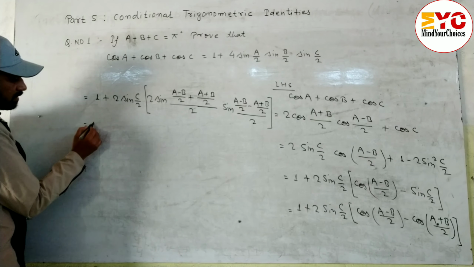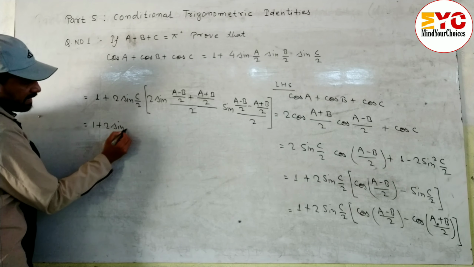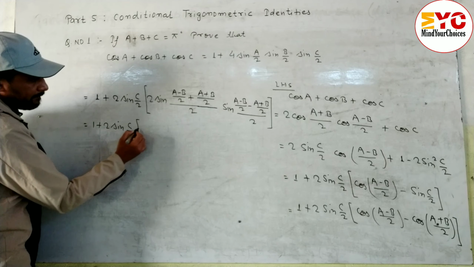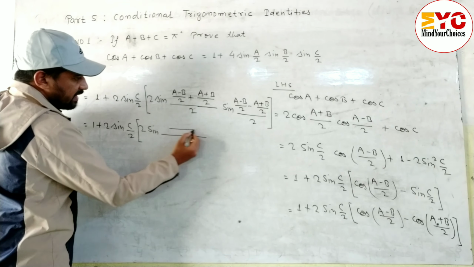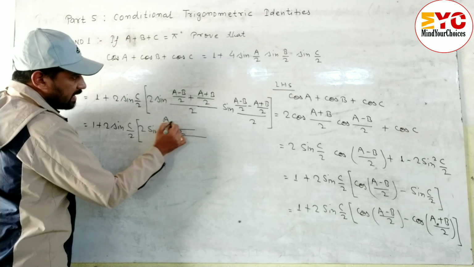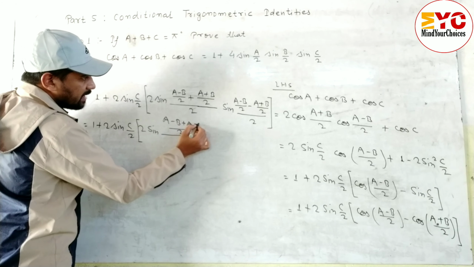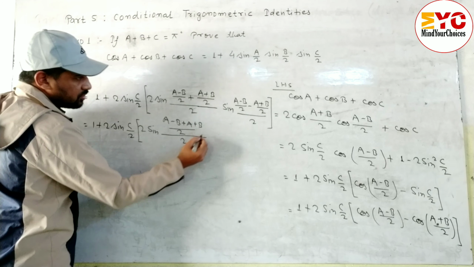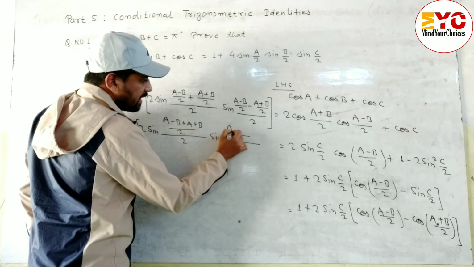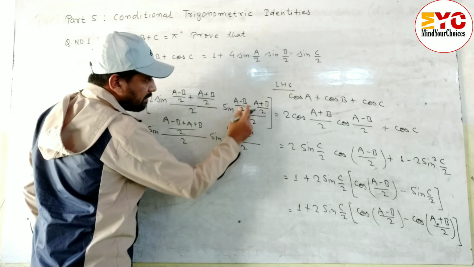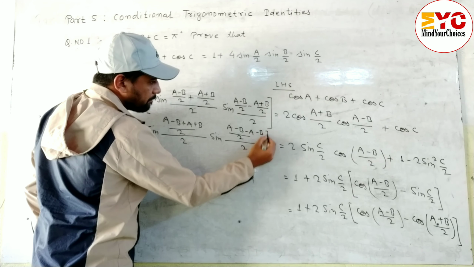Now we have to solve. 1 plus 2 sin c by 2, 2 sin, here you have to take LCM. The LCM gives 2, a minus b plus a plus b by 2. Similarly here also we have to take LCM, and the LCM is 2, remaining a minus b minus a minus plus minus b.